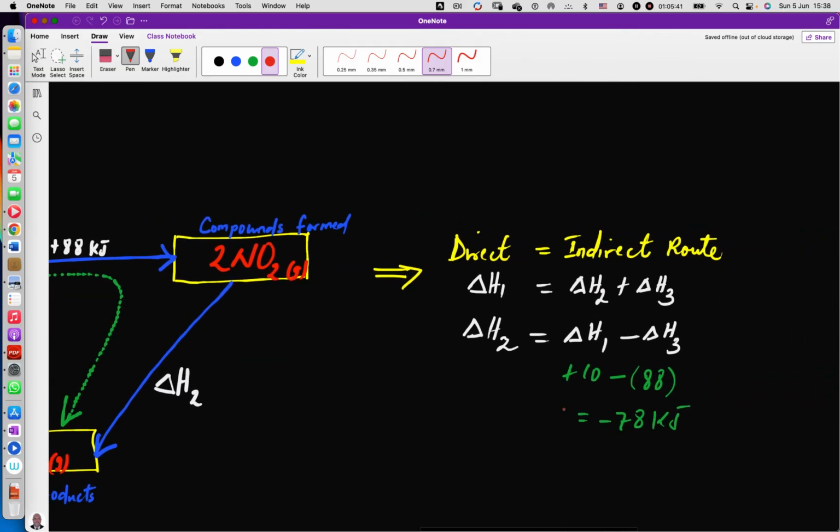Okay. Direct equals to indirect. This is how you do it. We now make enthalpy 2 the subject. Enthalpy 2 now becomes enthalpy 1 minus enthalpy 3. Now, enthalpy 1 is what?